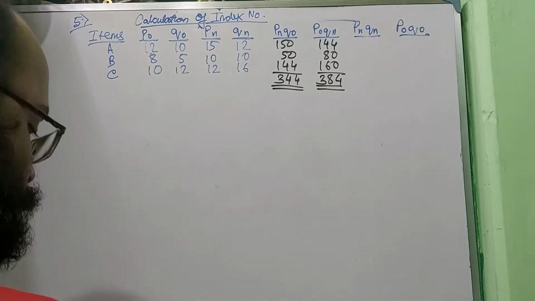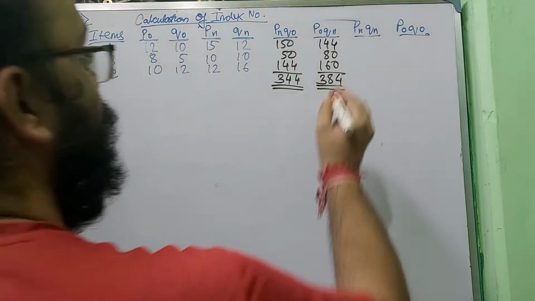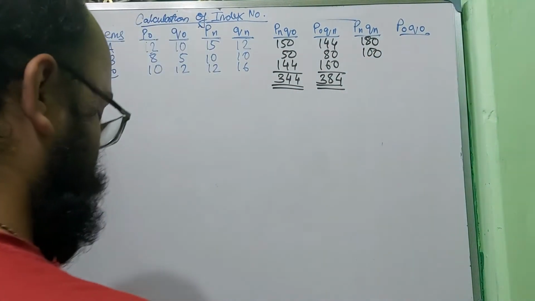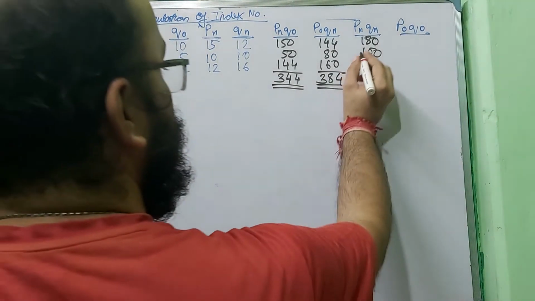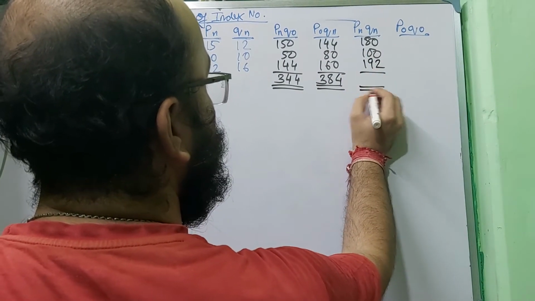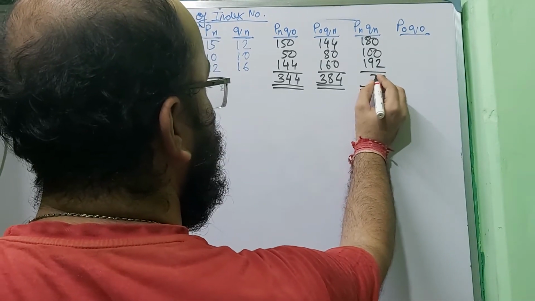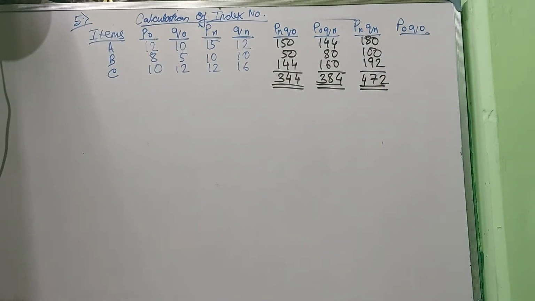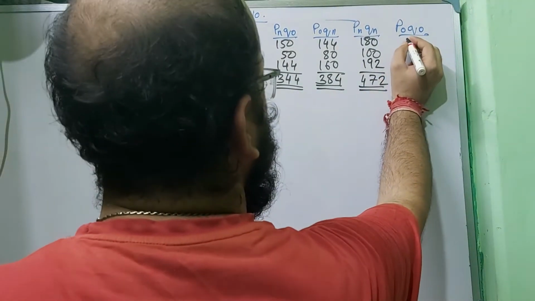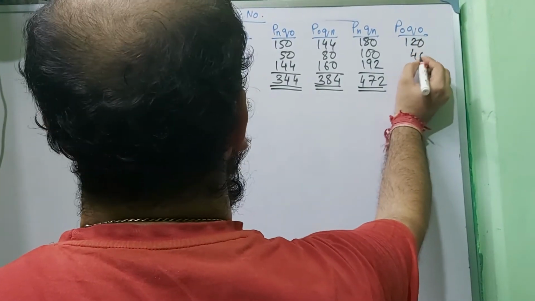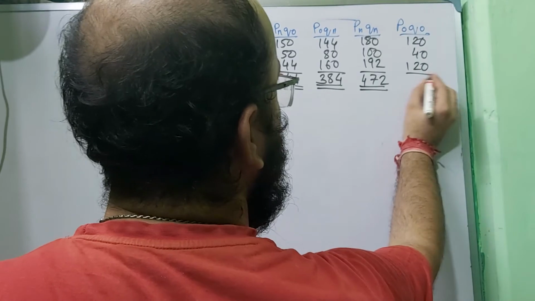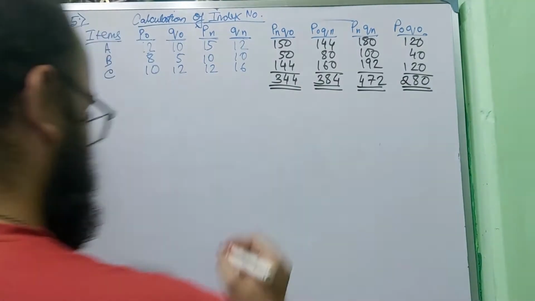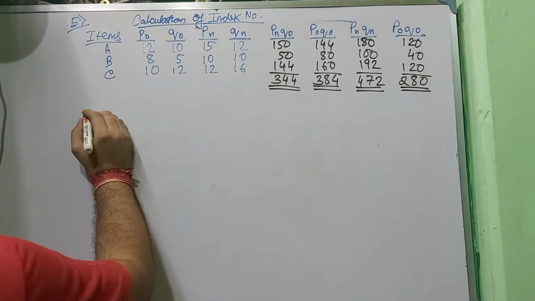Next, Pn Qn: 15 into 12, it is 180. 10 into 10, 100. 12 into 16, it is 192. Adding up, 472. And the last one, P0 Q0: 12 into 10 means 120, 40 and 120, which adds up to 280. Okay?